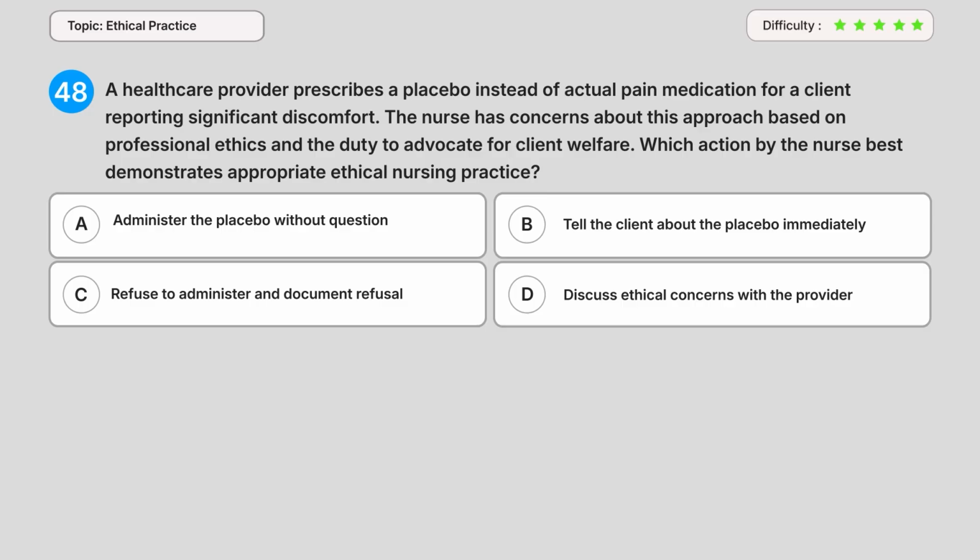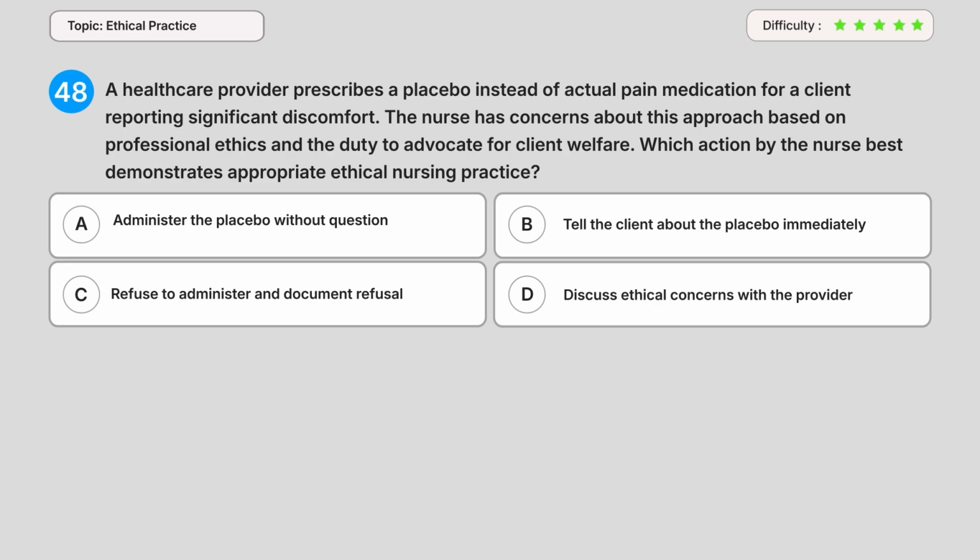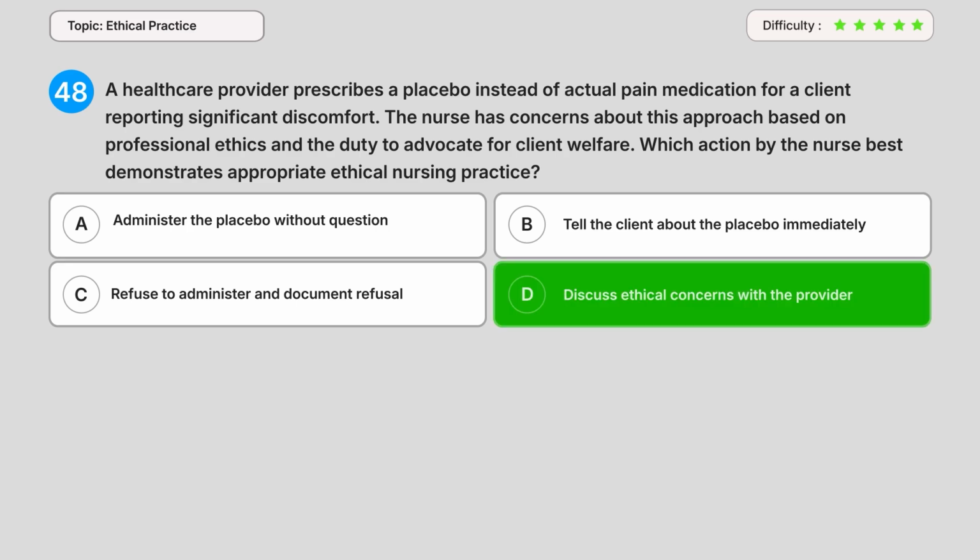A. Administer the placebo without question. B. Tell the client about the placebo immediately. C. Refuse to administer and document refusal. D. Discuss ethical concerns with the provider. Do you know the answer? Correct answer, D. Discuss ethical concerns with the provider.